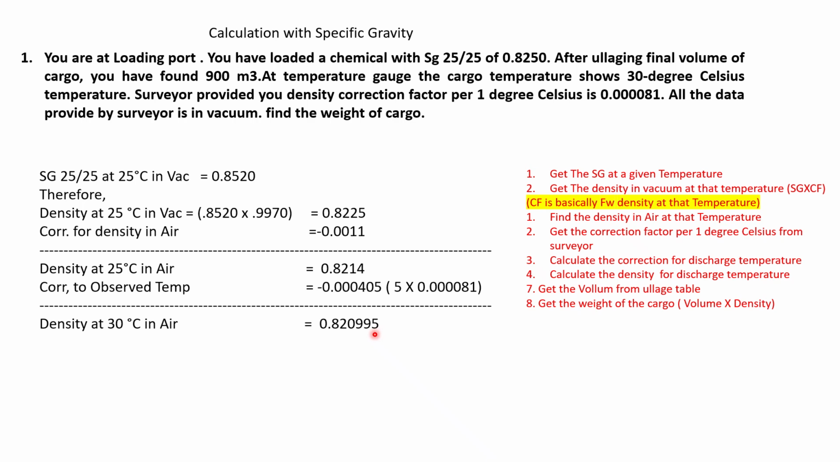So once we get the density, it is very much straightforward. We just get the volume from the LH table, which is 900 meter cube. We multiply that with the density, and we get the weight, right? We get the weight as 738.90 metric ton. So in that way we can calculate the weight of a cargo using a specific gravity, right?